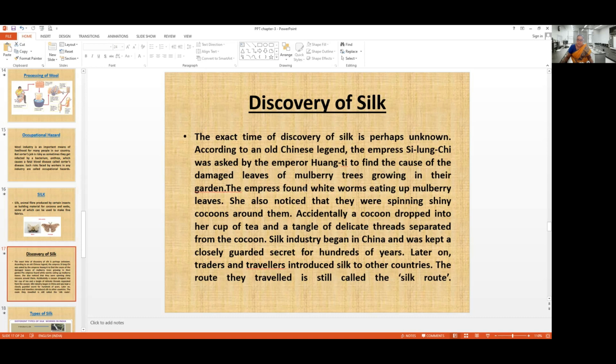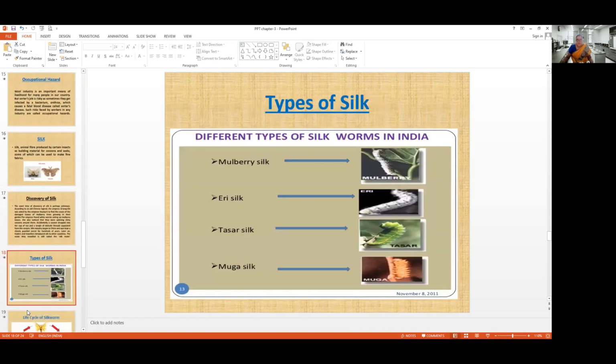And the silk industry began in China and was kept a closely guarded secret for hundreds of years. Later on, traders and travelers introduced silk into other countries. So the first country which discovered silk is China. The route they traveled is still called the Silk Route. Next, coming to types of silk, there are different types of silkworms in India: mulberry silk, eri silk, tassar silk, and muga silk.